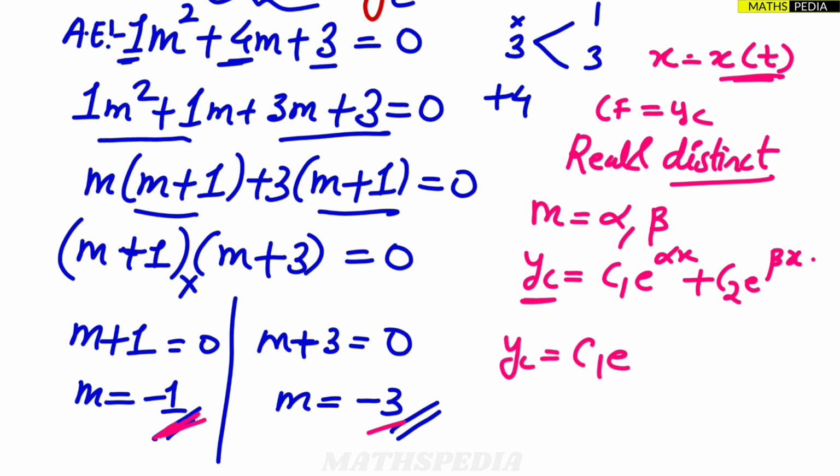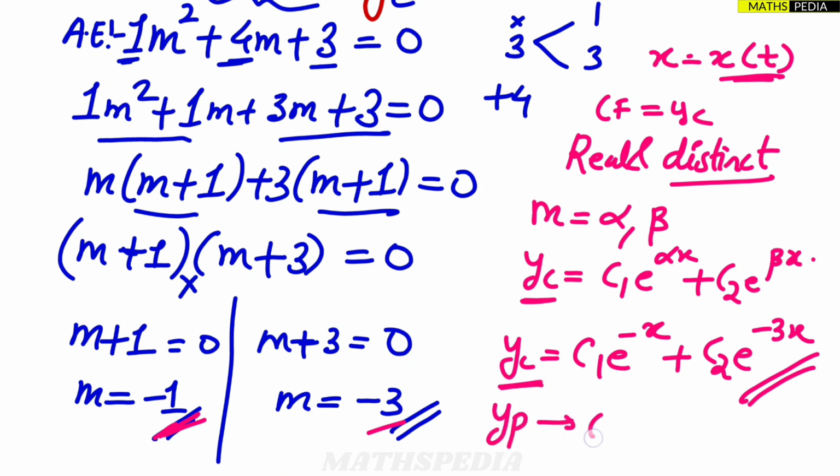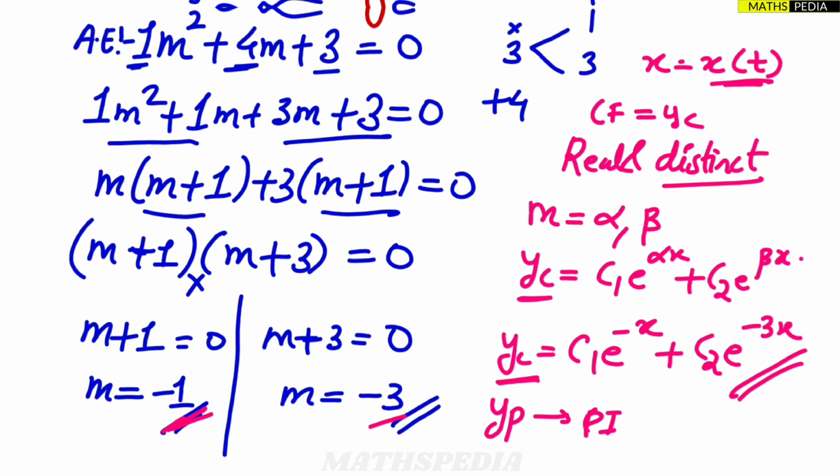Alpha value we can take minus 1 or minus 3. So I'll take minus 1. So minus x plus c2 e power beta x minus 3x. Okay, so this is the yc value we got. Now after getting yc value, we have to first consider the conditions. After getting yc value, what you have to do? We have to go for yp, which is nothing but the particular integral.